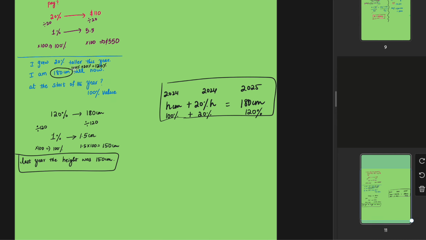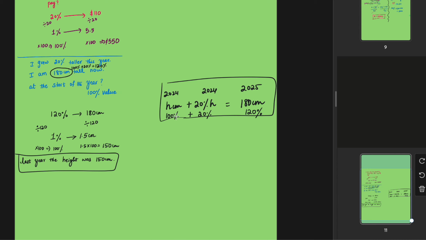Now this one. I grew 20% taller this year. That means compared to last year, this person grew 20% taller. I'm 180 centimeters tall now, at the start of the year. So what you need to understand is this person grew 20% taller from last year. So we are comparing our original value to last year.